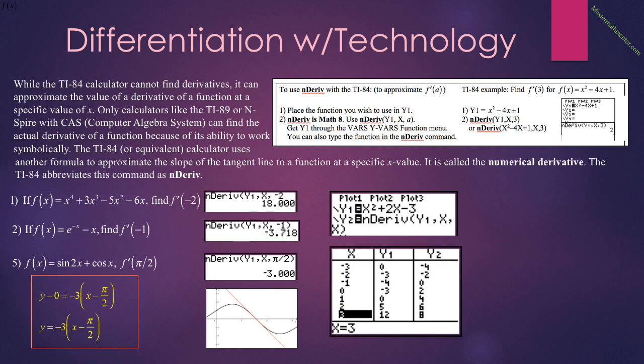An interesting result will take place when we place the function in y1 and the numerical derivative into y2. So in this example, we placed f of x equals x squared plus 2x minus 3 in y1. And y2 we define as nderiv y1 comma x at x. This means to take the derivative of y1 with respect to x at values of x. We then create a table using values of x from -3 to 3. And we look at y1 and we look at y2.